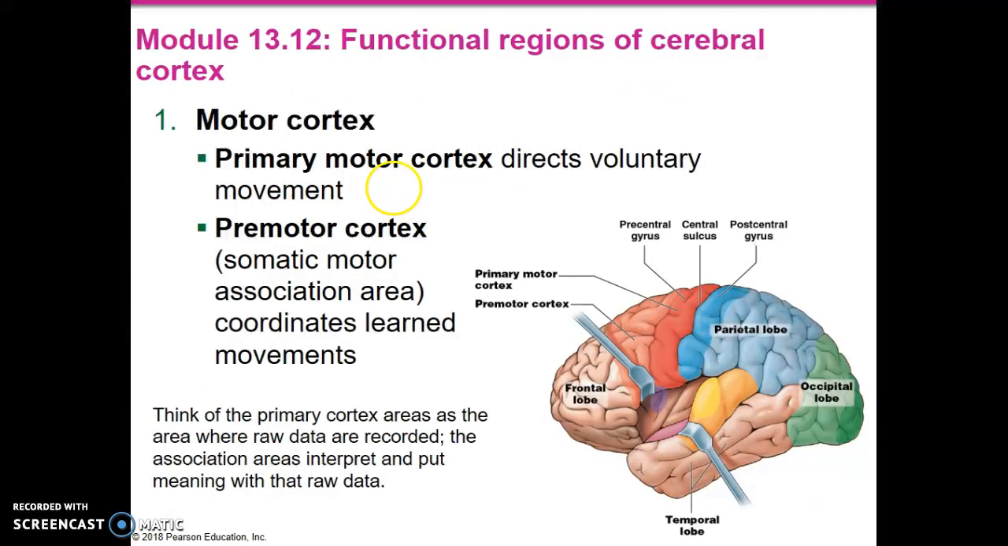So the primary motor cortex directs voluntary movement, and the premotor cortex coordinates learned movements. Think of the primary cortex area as the area where raw data is recorded, and the association area interprets and puts meaning to that raw data. So here is our primary motor cortex, and just anterior to that is the association area.